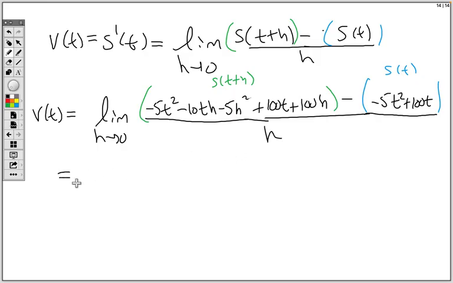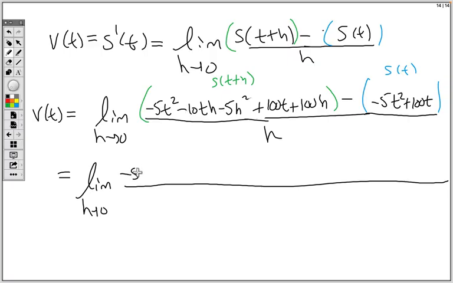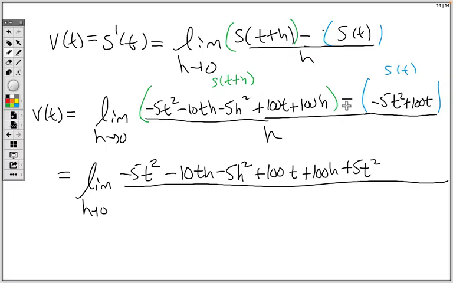Now in order for us to determine this limit, we're hoping that everything in the numerator that doesn't have an h in it will cancel out and allow us to factor an h out and then cancel it from the denominator. So let's see what happens. Got limit as h goes to 0 of we can remove the parentheses. Minus 5t squared minus 10th minus 5h squared plus 100t plus 100h. And here's where it's really crucial we have these parentheses. So we have minus a negative 5t squared is a positive 5t squared minus a positive 100t minus 100t.